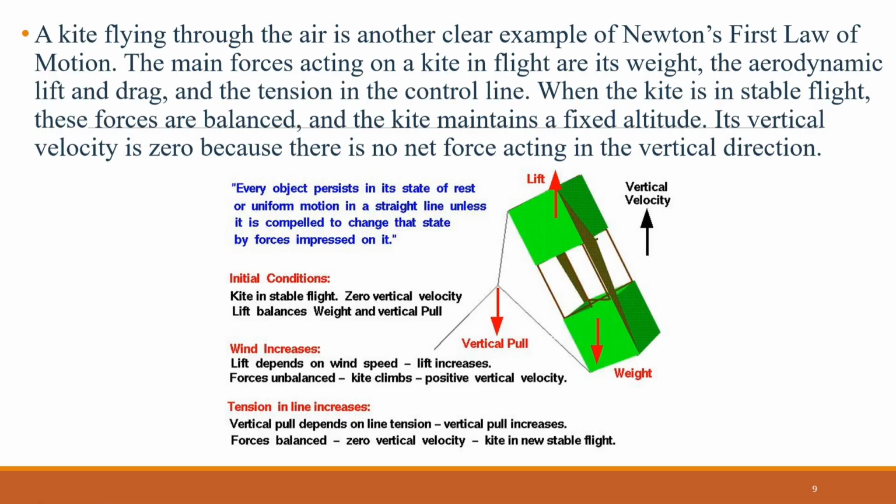If the wind decreases, the lift, drag, and vertical pull all decrease as well. The kite adjusts downward and establishes a new stable flight condition at a lower altitude.